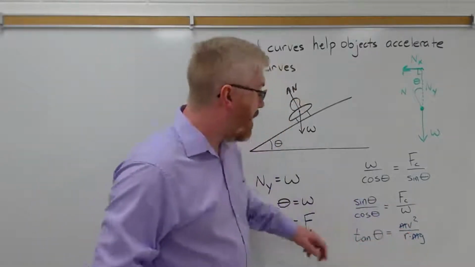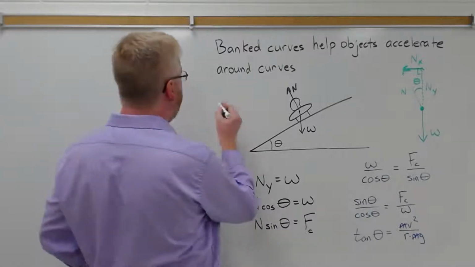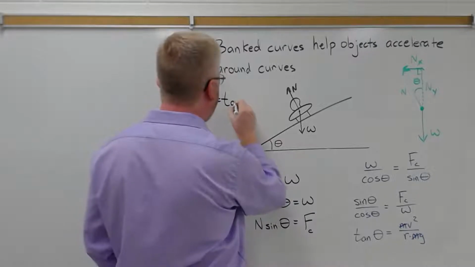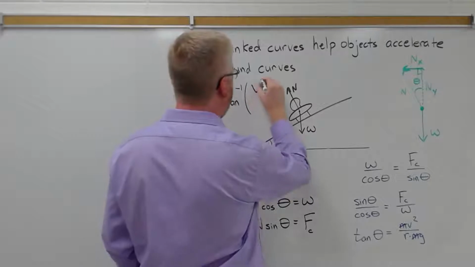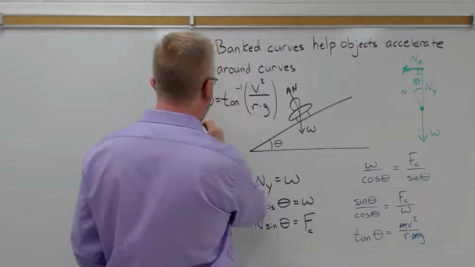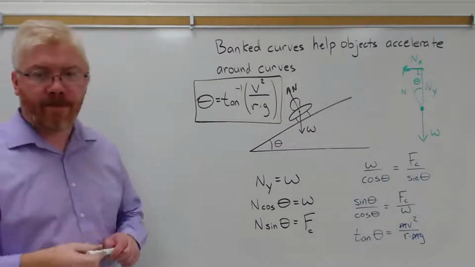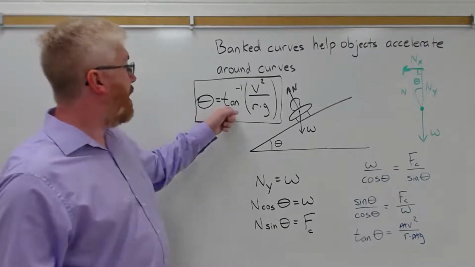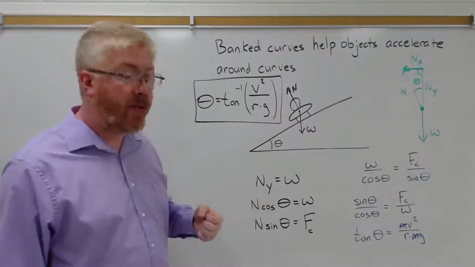We can rearrange this equation, solve for theta, and the equation we end up getting, in the end, theta is equal to the inverse tangent of v squared over r times g. So the angle depends upon, again, tangent. So if you want the angle in degrees, make sure you're in degree mode when you do this equation.